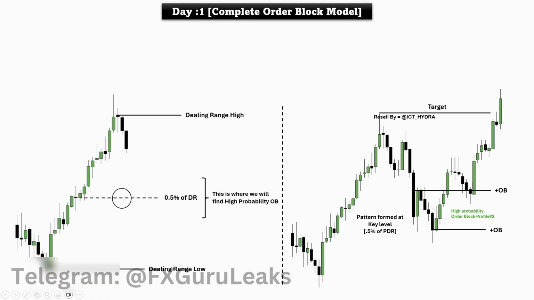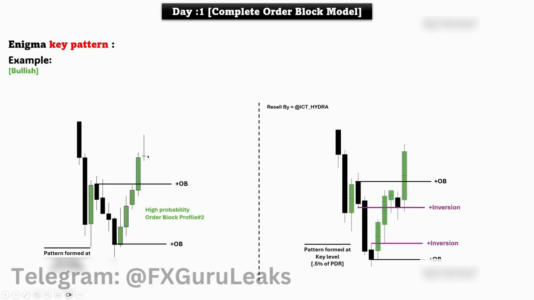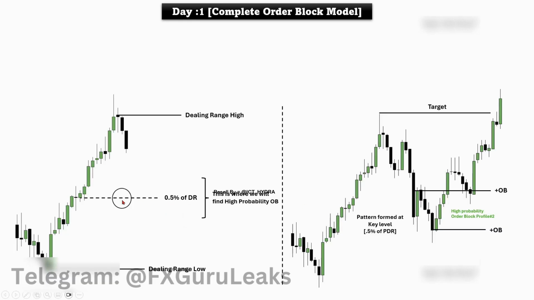So here, you can see the example. You have a dealing range low down here, dealing range high up here, and 0.5% of the dealing range is coming here. You saw the retracement, right? You wait for price to hit the 0.5% and to present you which pattern. These two patterns, okay, you don't know which one will appear. It totally depends on price, what it wants to present to you. But if either one of them is becoming visible, then you know what to do. So 0.5% of the DR, you already know this is where you will find your high probability order block.